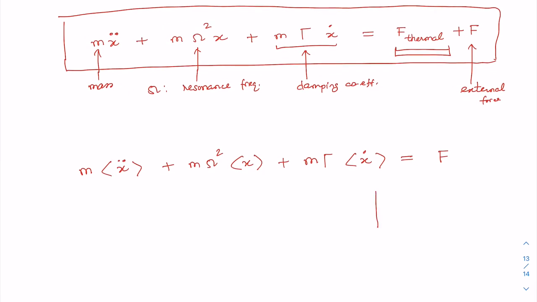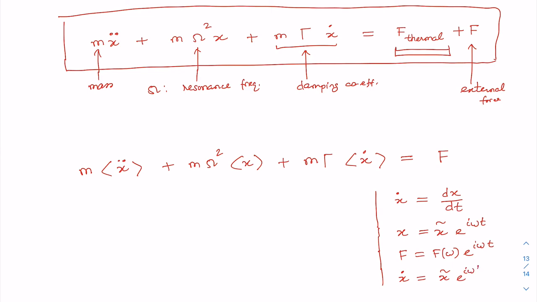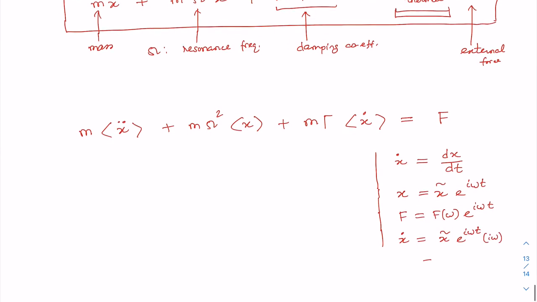And by the way, let me clarify that when I say x dot, I mean the time derivative of x. Now it's always better to work in the frequency domain. So if we work in the frequency domain, by that I mean, say, we take x equal to x tilde e to the power i omega t, and F equal to F of omega e to the power i omega t. Then if I take x dot, I get x tilde e to the power i omega t times i omega, which is simply i omega x. So as you can see, I can always replace d by dt with i omega. That's the prescription when we go over to the frequency domain.